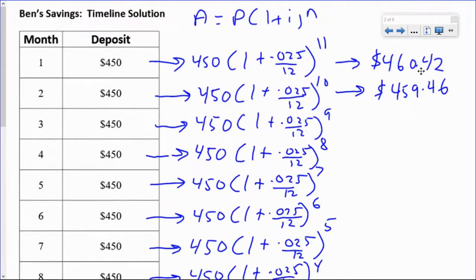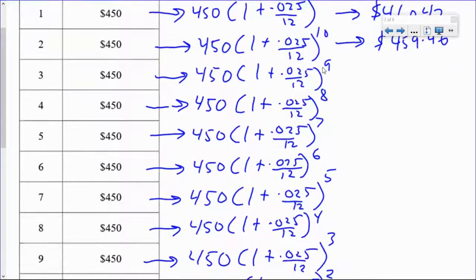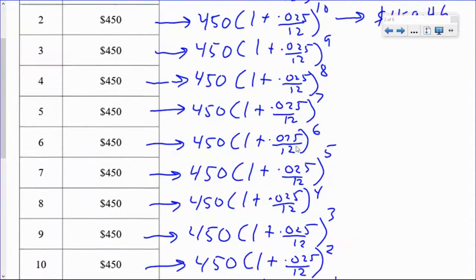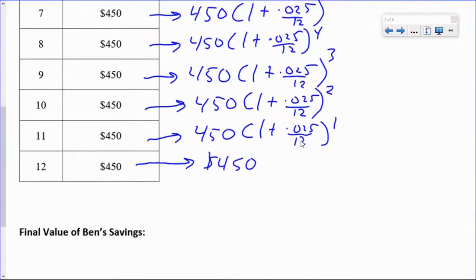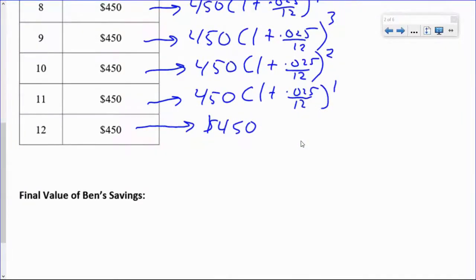Now notice that these amounts go down every time, 460 to 459, because every time I go down a month, that's 1 month's less interest that $450 can collect. So the money that's in there for the longest collects the most interest. Now I don't imagine you care to write all that out, or add it all up, but if you do, you will find you get $5,462.31 total.